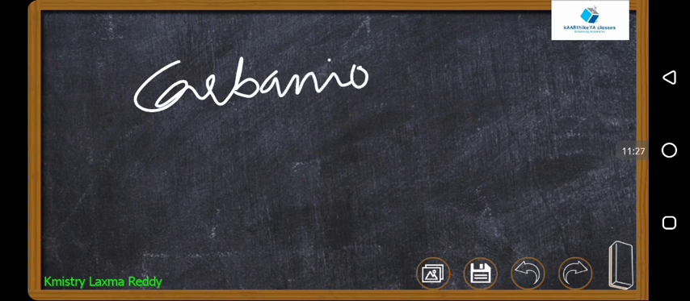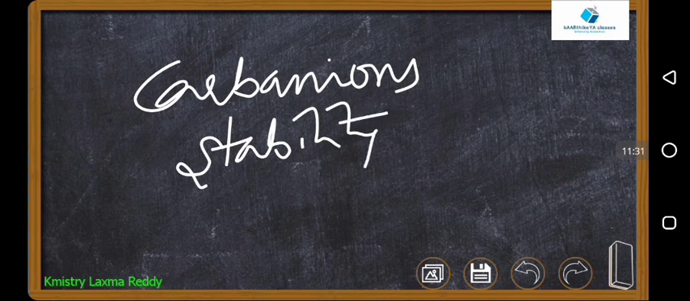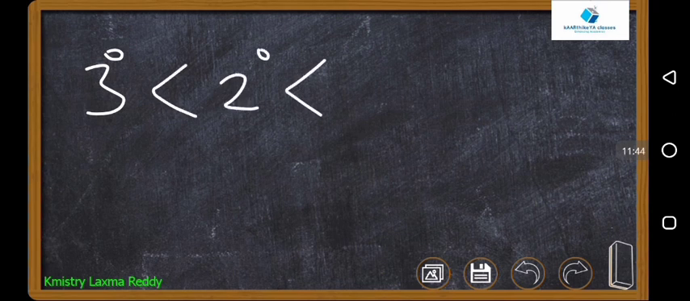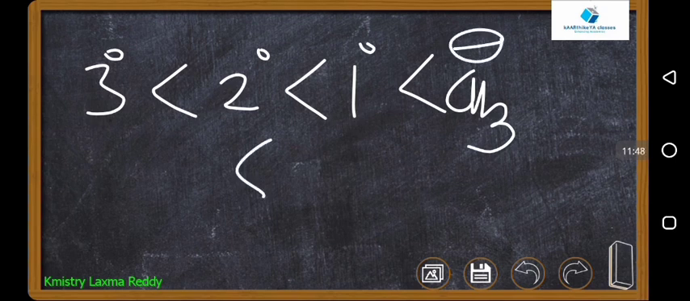So plus I groups increase the stability. Now interestingly, carbanions are electron rich. So carbanion stability is directly proportional to minus I groups and inversely proportional to plus I groups. So quite reverse, you can say. So tertiary carbanions, secondary carbanions, primary carbanions, and methyl carbanion, if you take, this will be the stability order.